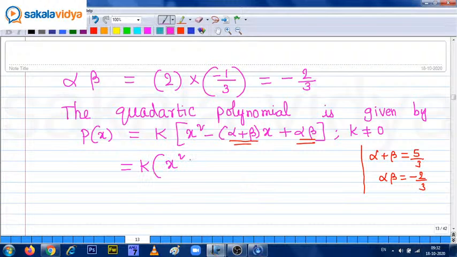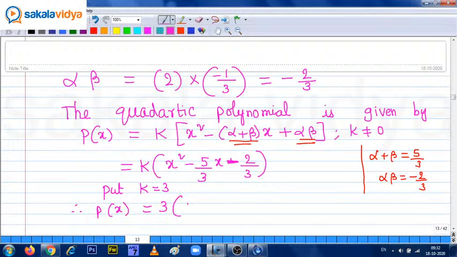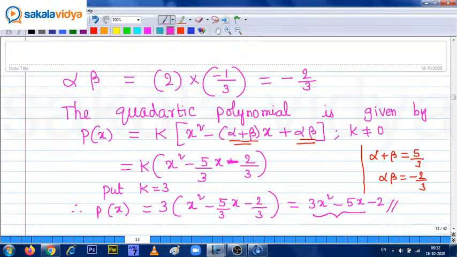K times x square minus 5 by 3x minus 2 by 3. But here one thing we can do, now put k is equal to 3 or 6 also, no problem, multiples of 3. Therefore P of x equals to 3 multiplied by x square minus 5 by 3x minus 2 by 3. Open the brackets. 3x square, minus 3 gets cancelled, 5x, 3 gets cancelled, minus 2. That means if you want to write integral coefficients, you can make it like this. That's why, Mokshit Reddy, you keep this idea. The quadratic equation is unique, whereas the quadratic polynomial is not unique.